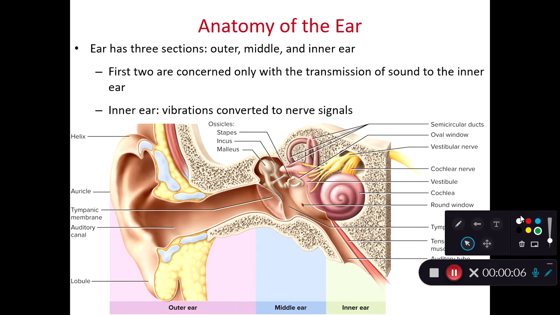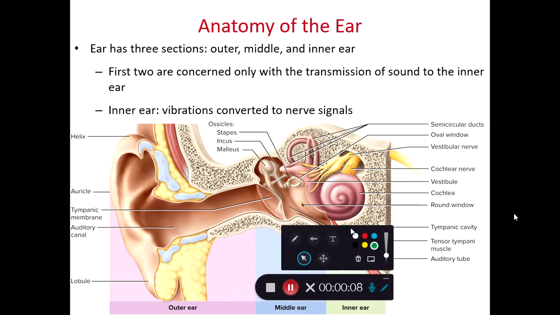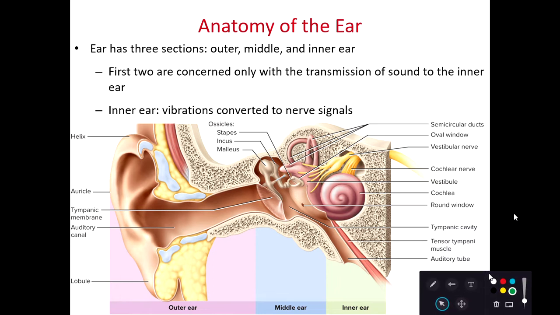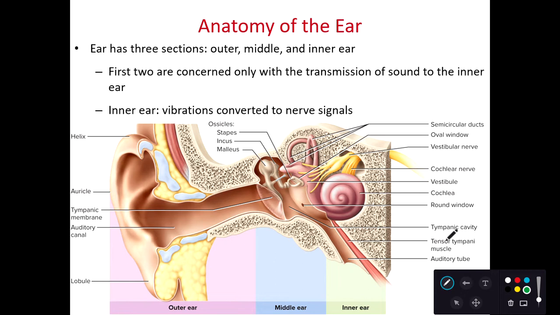Hi class, in this recording we're going to focus on the anatomy of the ear, the inner, middle, and outer ears. As we look at our ear, the ear is a structure that's designed to take a sound wave and transmit it as an action potential.